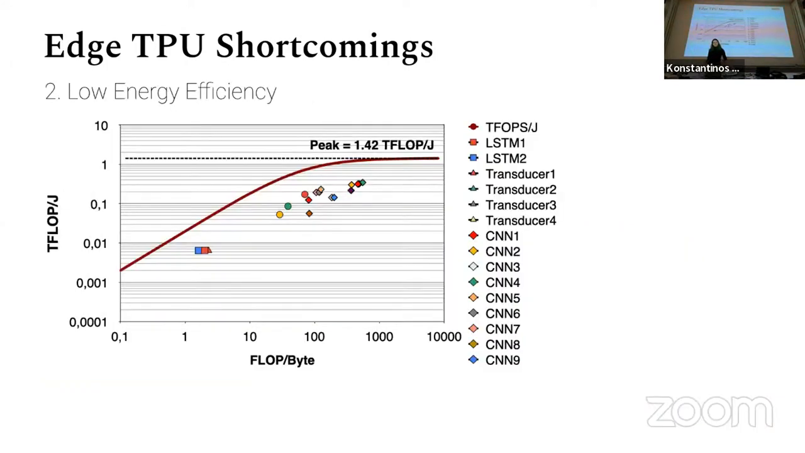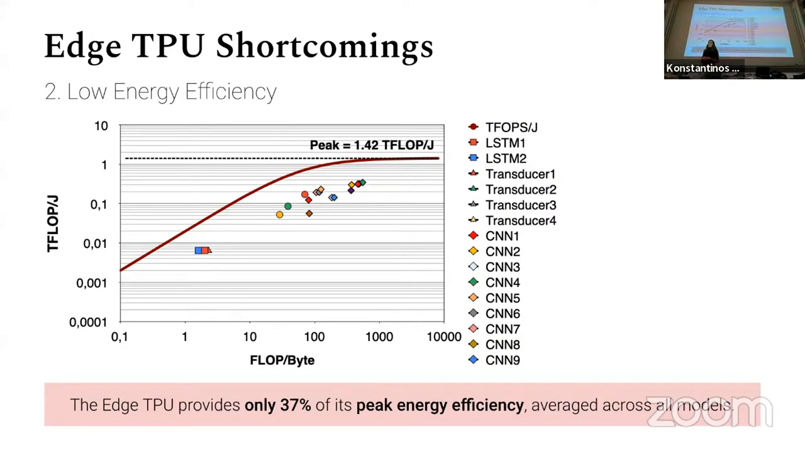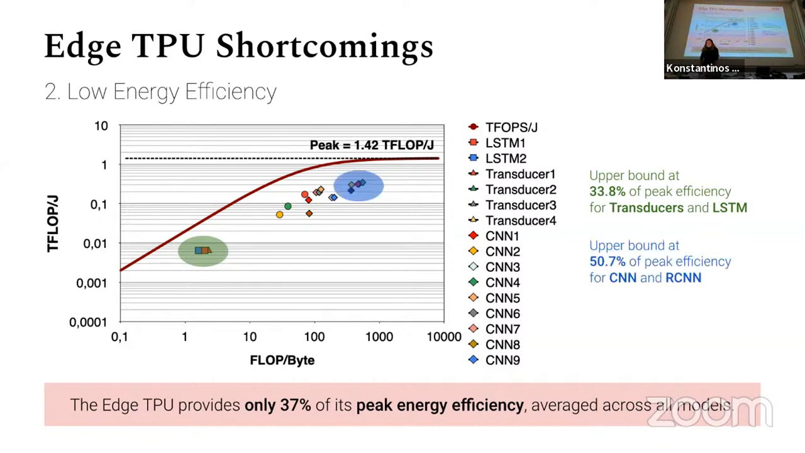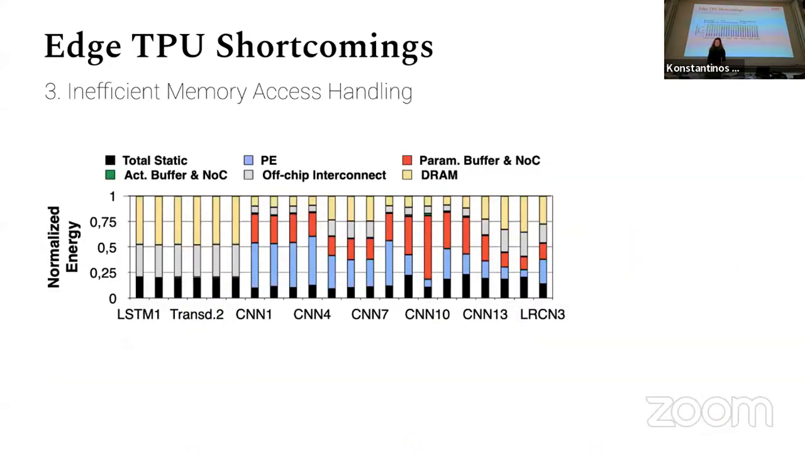The second problem is that we have a very low energy efficiency if we do this inference. That is, we only reach about 37% of peak energy efficiency if we once again average it across all the different models. Once again, transducers and LSTMs perform much worse with only 33.8% of peak efficiency as an upper bound. And CNN and RCNN have about 50.7%. So a bit better, but still not as good as could be.